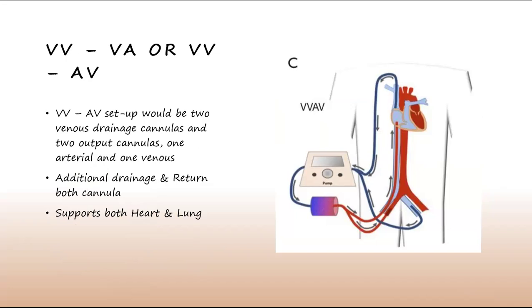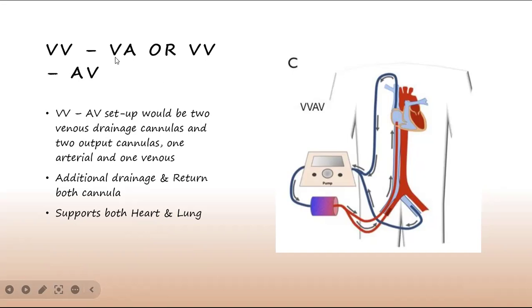It's called VV-VA or VV-AV. It's the same thing. The only difference you're seeing is that one more venous drainage cannula has been added here. If you see the diagram here, you're draining from the femorals, you're draining from the IJV and giving blood back again to the femoral artery and femoral vein if it is VV-VA. Or if it is VV-AV, again the same thing happens. So whichever is added at the last, okay, the same thing.